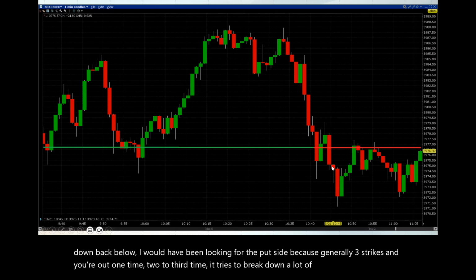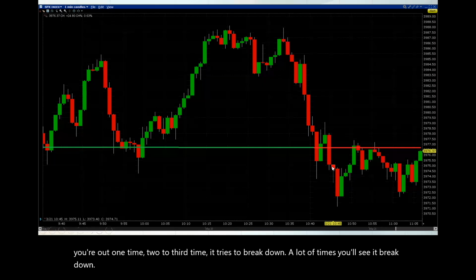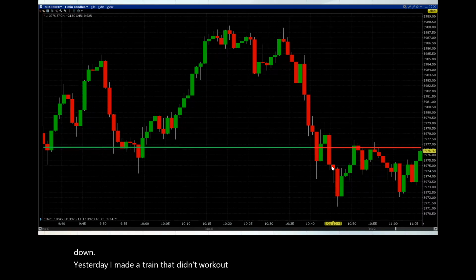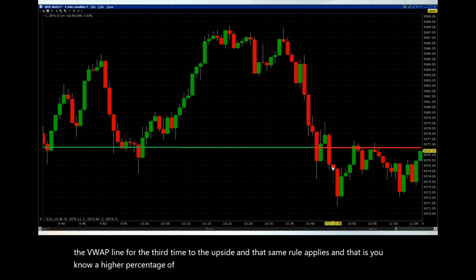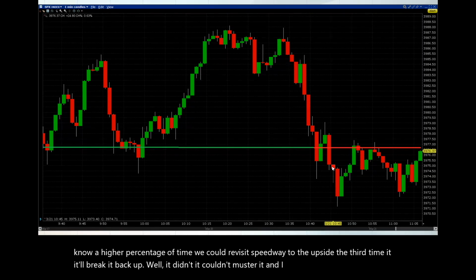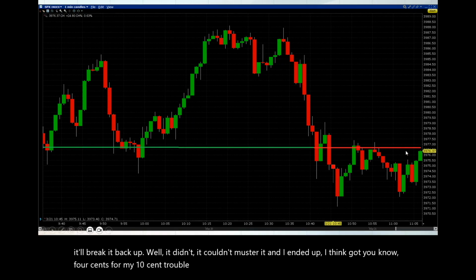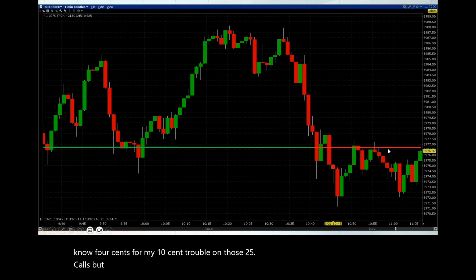A lot of times you'll see it break down. Yesterday I made a trade that didn't work out. I bought 25 calls because it had visited the VWAP line for the third time to the upside, and that same rule applies: a higher percentage of time, if it revisits VWAP to the upside the third time, it'll break back up. Well, it didn't. It couldn't muster it, and I ended up getting, I think, 4 cents for my 10-cent trouble on those 25 calls. So it didn't work out. That's a lotto, and that's the way those are. But yeah, once it breaks, it becomes resistance.